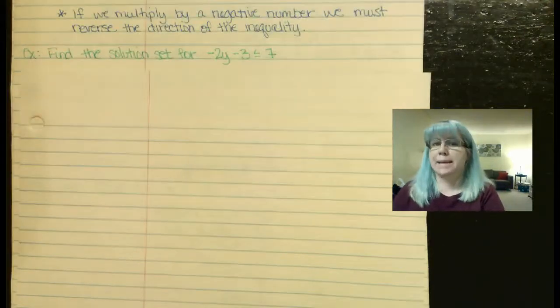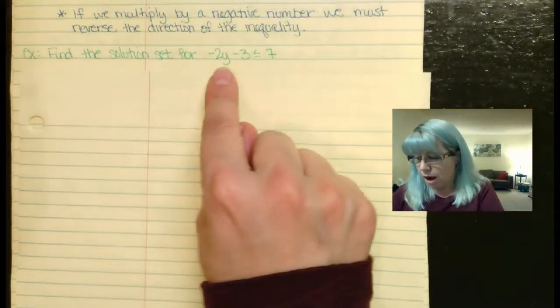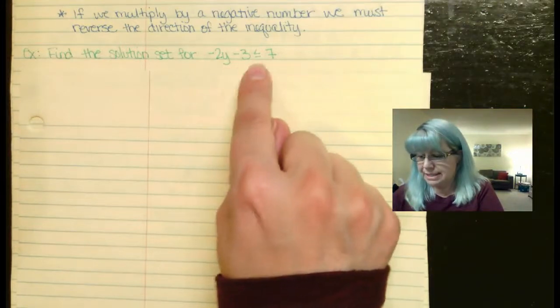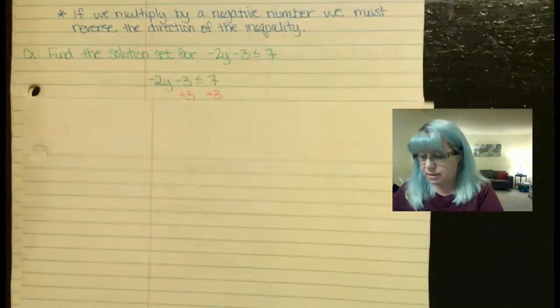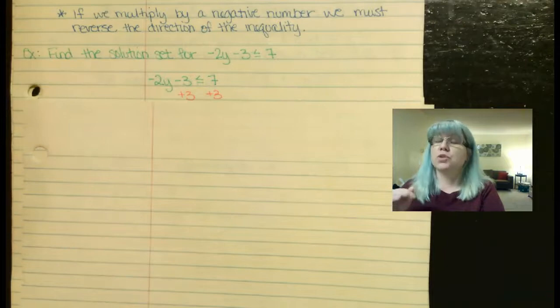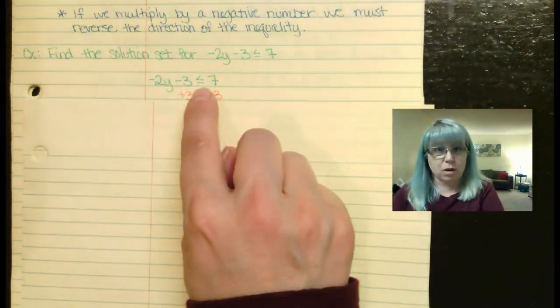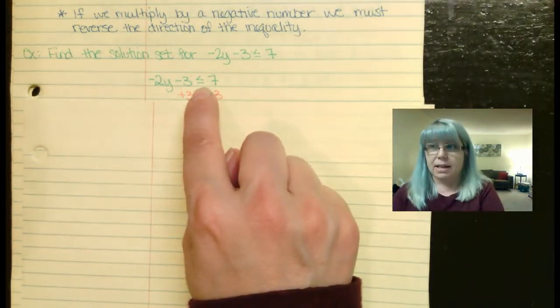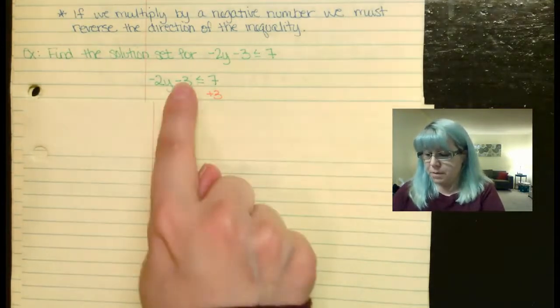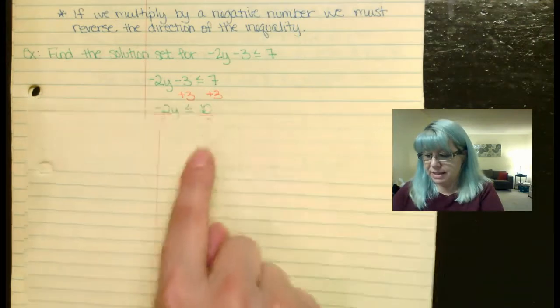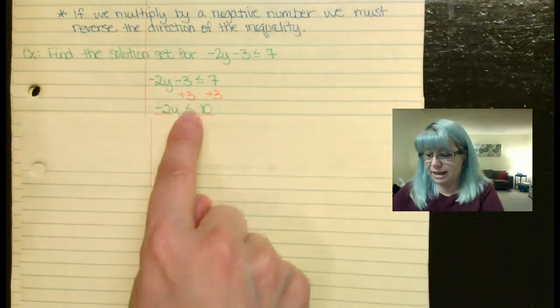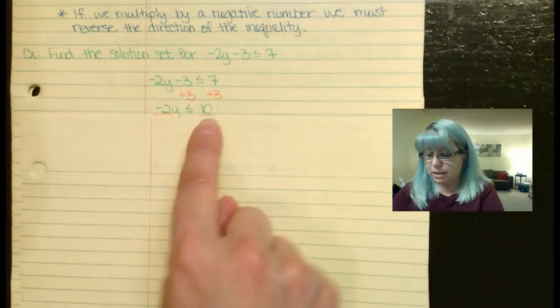Let's try an example. Negative 2y minus 3 is less than or equal to 7. I'm going to treat it like this inequality symbol is just an equal symbol for now. I'm going to add 3 to both sides. That gives me negative 2y is less than or equal to 10.